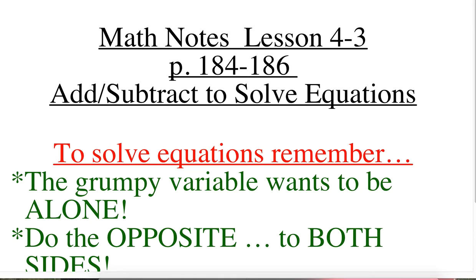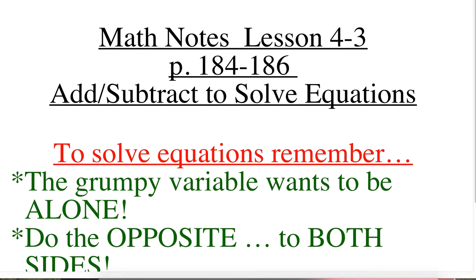Now, if you're following along in your textbook, this is lesson 4.3 on pages 184 to 186, and I highly encourage you to take notes. Especially, this is really important in this video, you're definitely going to want a calculator handy. There are a few examples that we're going to go over today that involve working with decimals and negative numbers. So if you're not good at doing decimals and negative numbers in your head, which a lot of people are not, I would encourage you to get a calculator and have it ready to go.